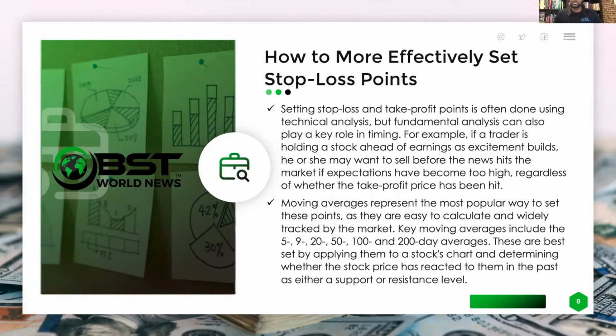Moving averages represent the most popular way to set these points, as they are easy to calculate and widely tracked by the market. Key moving averages include the 5, 9, 20, 50, 100, and 200-day averages.